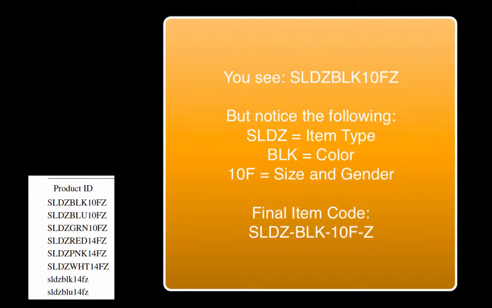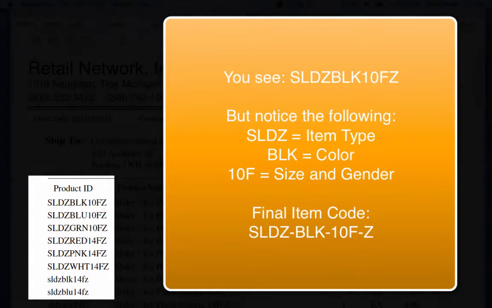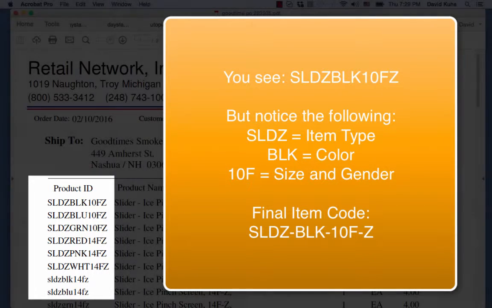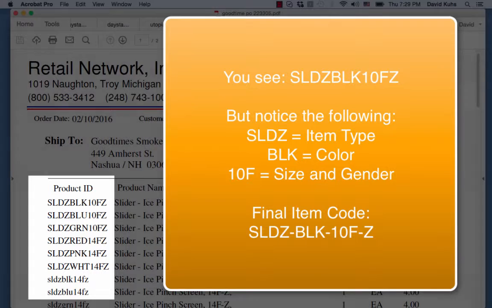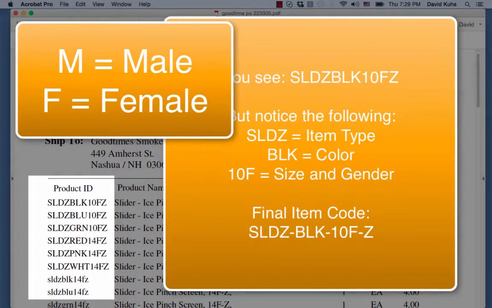So the hyphen will always go in right after the SLDZ. It will go in after the Z. Then the next hyphen will always go in after the color. And then the last hyphen would go in before the Z and after the gender. Gender will either be M for male or F for female.